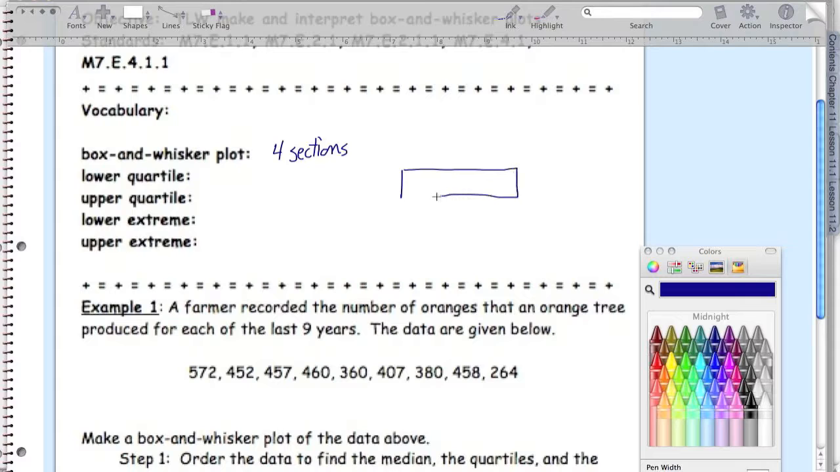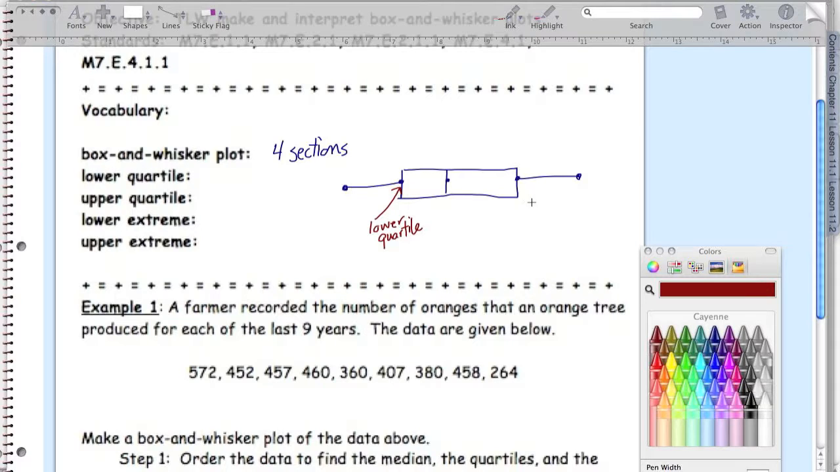So this is a sample one. There's going to be a line down the middle, and then there will be something going out this way, something going out this way. And this is what our box and whisker plots are going to look like. Now each of these points has an identity. So the lower quartile is going to be this point right here. This is the lower quartile.